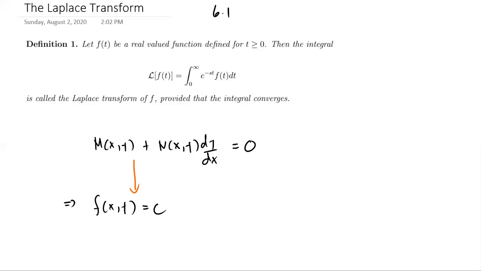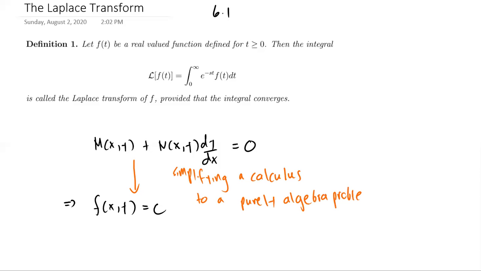Summarizing, the goal of this was simplifying a calculus problem to a purely algebra problem. So can you solve for y as a function of x? And if not, you can just leave it as an implicit solution. But there was this simplification that went on. We forgot about the calculus and went to something that involved basically less structure, which is just algebra.